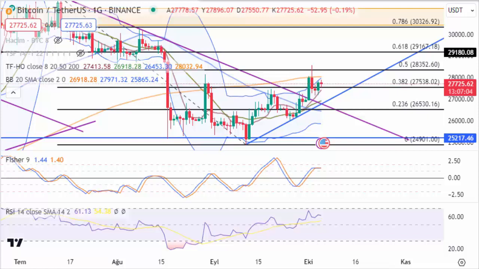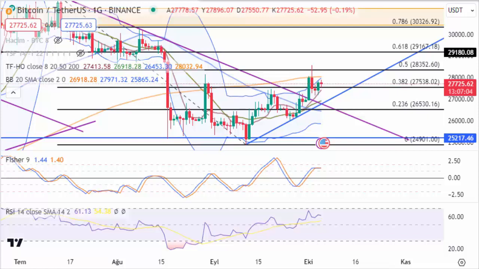First, let's take a look at the support and resistance zones on our chart. At the upper end, we have a resistance zone at $29,180, and at the lower end, there's a support zone at $25,217. As long as these levels are not breached, we may continue to see price fluctuations.